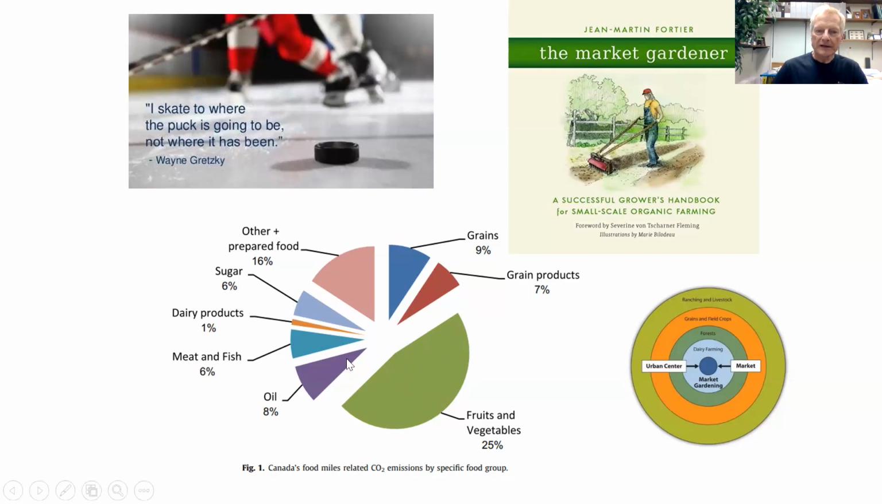And so if we think critically about the future or where the puck is going, if people are serious about reducing their food miles, and if transportation costs might go up with the focus on carbon reduction, is that an opportunity for organic farmers to think about growing vegetables? So ideas like the market gardener come to mind.